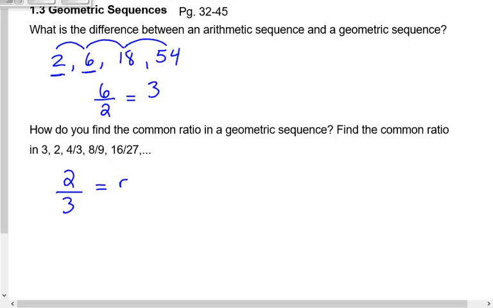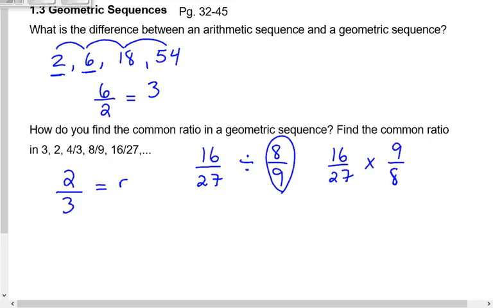So I'll just quickly show that to you because it's a little bit more difficult. So 16 over 27, in order to find the common ratio, we would divide it by the previous term of 8 over 9. Okay, if you remember your rules for dividing fractions, we're going to multiply it by the reciprocal. So we would take 16 over 27, multiply it by the reciprocal of this, which is 9 over 8, and we would end up with the same value of 2 over 3 once we simplify. Okay?